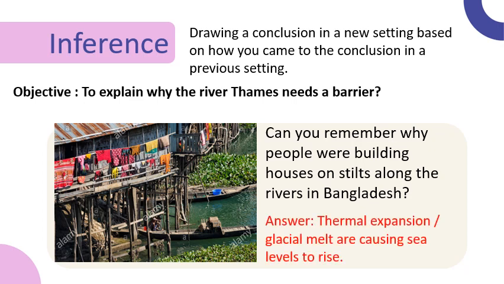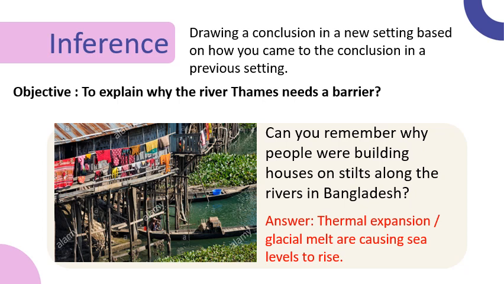They'll think back to, oh, do you know what? We learned about thermal expansion, where water is heated and it gets warmer and it rises. We learned about how the glaciers are melting, rising the river levels and the ocean's levels and so forth. And the houses being flooded and need to be on stilts.